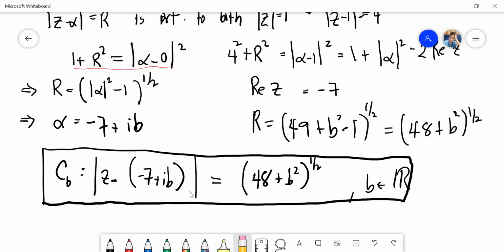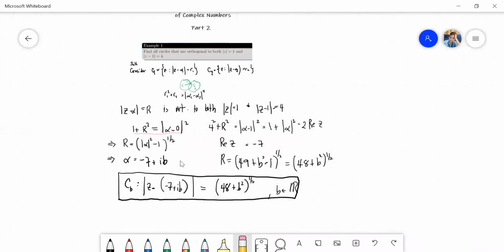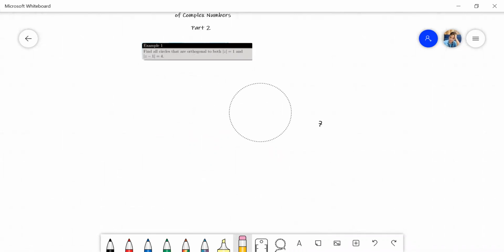So this is now our example 1. So let's consider answering example 2 here. Hang on, I might have to check this example 2 here.